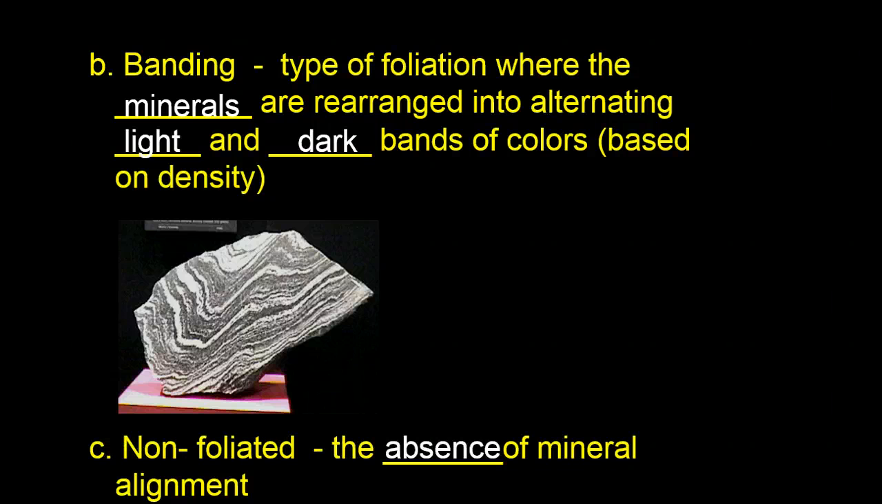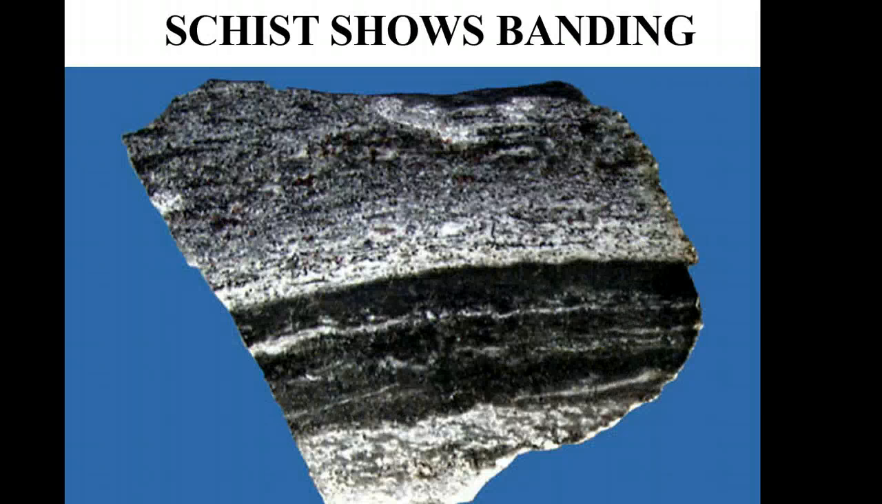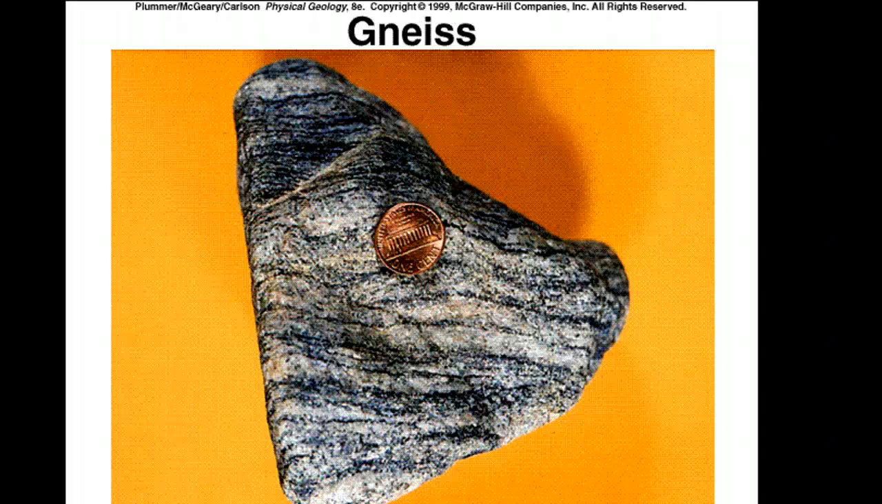It is the absence of mineral alignment. So we'll show you some pictures of what that looks like as well. Here's a picture of heat and pressure that is placed on one rock and it creates a foliation, and then in another picture, the same heat and pressure is applied and it creates banding within the metamorphic rock. Another picture of schist, which shows banding, black and white, dark and light colors. Again, we have gneiss, another banding, which shows black and white colors in the mineral alignment.